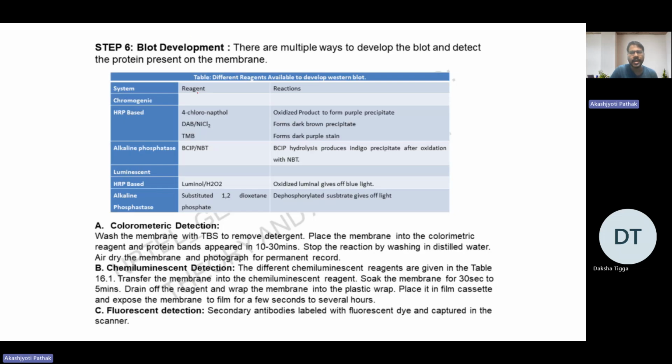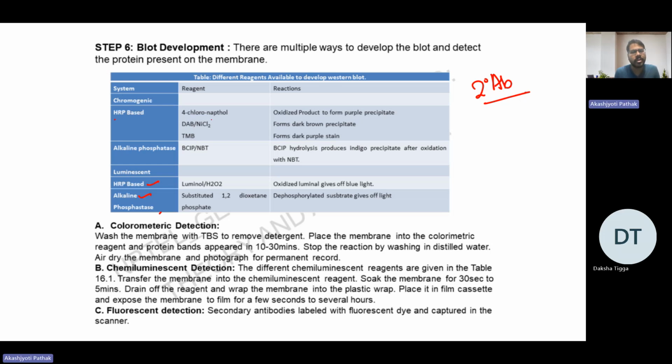Now for blot development, depending on what type of secondary antibody you are using, whether it is conjugated to horseradish peroxidase, or to alkaline phosphatase, or which fluorophore is tagged to your secondary antibody, accordingly you have to add your reagent for blot development. So if it is HRP based, HRP is what? It is an enzyme, horseradish peroxidase. So for that, what reagent is added? 4-chloronaphthol or DAB or TMB.